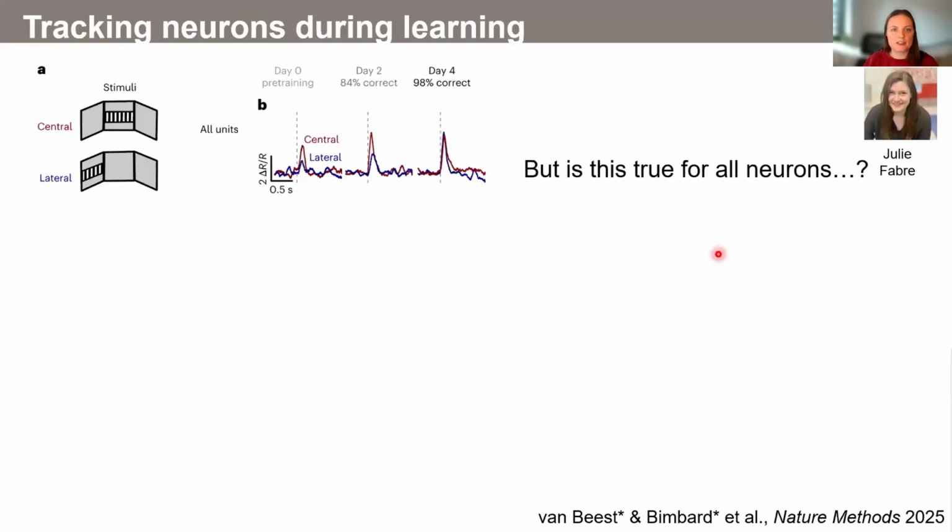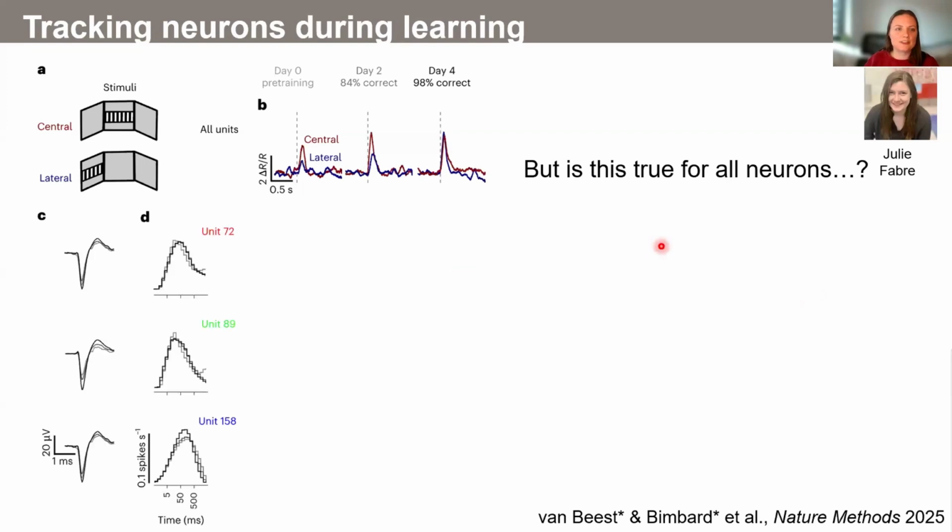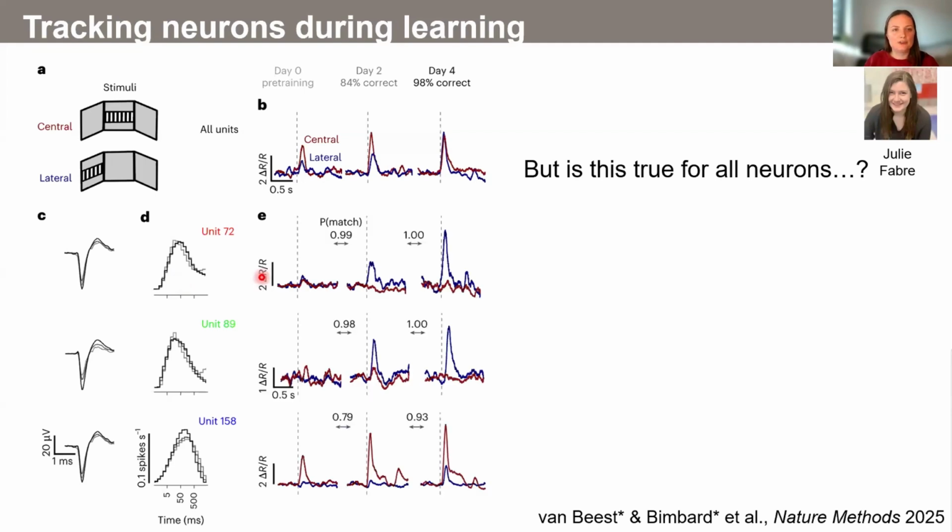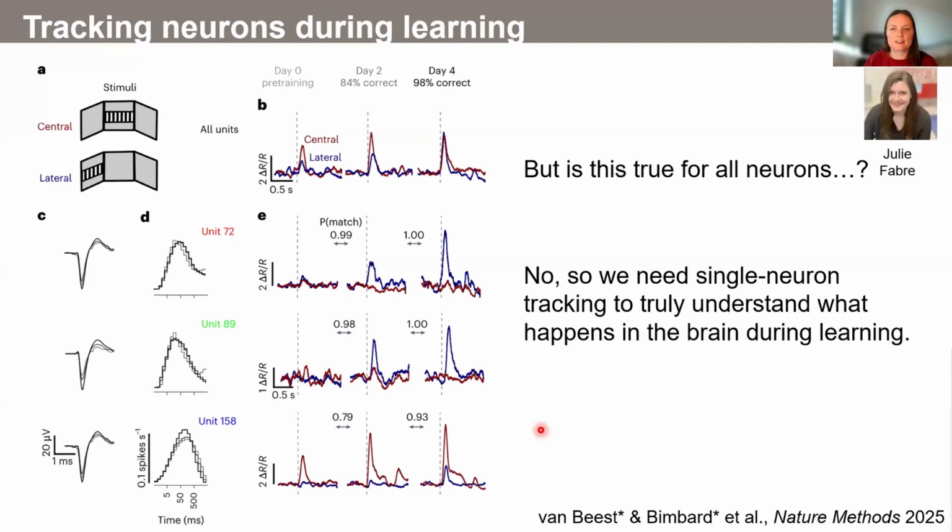So going back to this example, is this true for all neurons? We have here 3 individual neurons matched across these recordings, and we do find that some neurons increase response to just one stimulus, while other neurons increase first to one and then to the other. So in summary, no, we really do need single neuron tracking to really understand what's happening during learning.